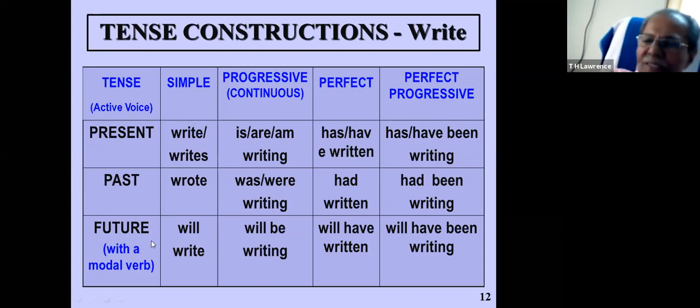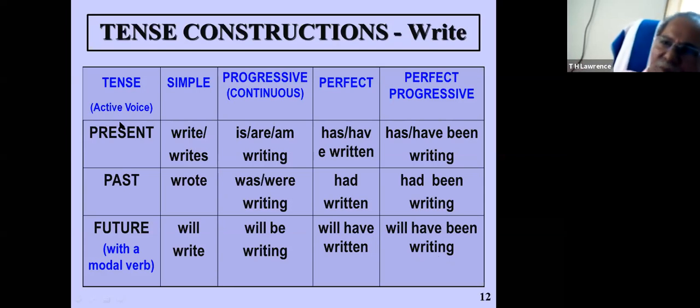So come to future. So we are taking will here. With will we are making will write, will be writing, will have written, will have been writing. Thus, we have how many? 1, 2, 3, 4. 4 into 3, 12. 12 tense constructions for the verb write in the active voice. Here we have put active voice. So, in active voice, we find that we can have as many as 12 tense constructions as tabulated here.